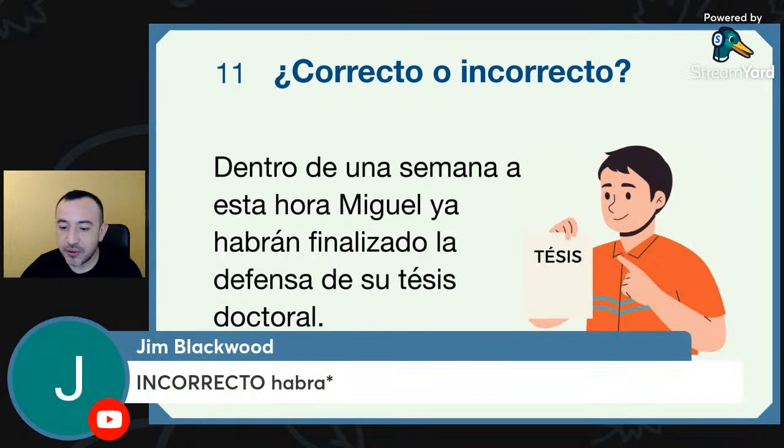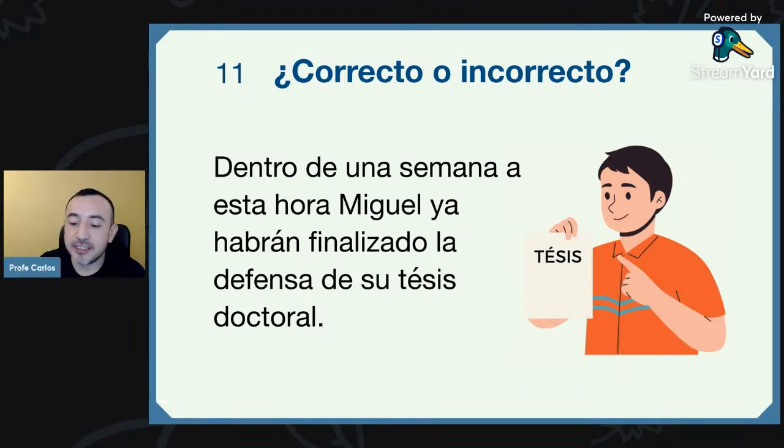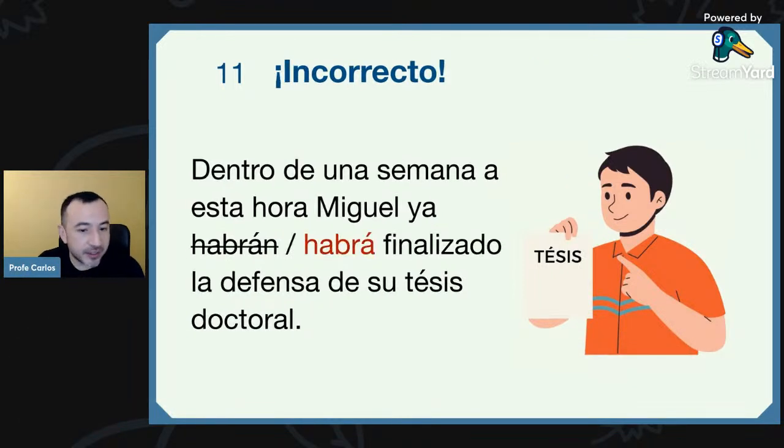What do we have? Incorrecto. Jim, habrá. Julia, habrá. And Hazel, habrá as well. Very good, guys. That is the correct answer. Incorrecto, habrá. I put it because sometimes just a little letter makes the difference. And sometimes we don't hear it because when we speak very fast, it's like Miguel ya habrá finalizado la defensa de su tesis doctoral. But well done, well seen, and let's move on to the next one.